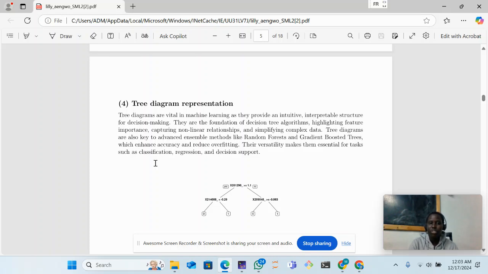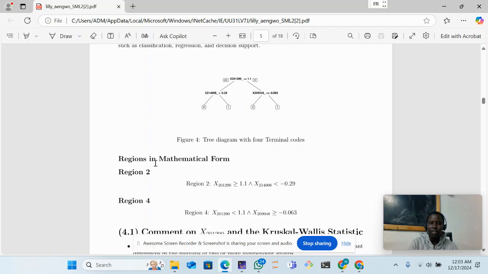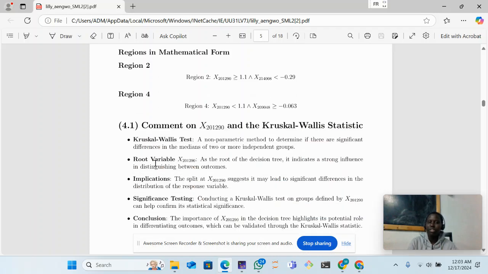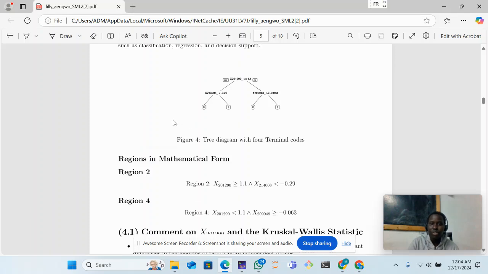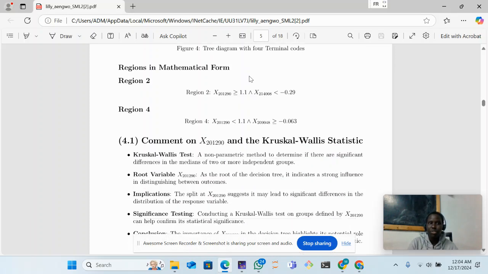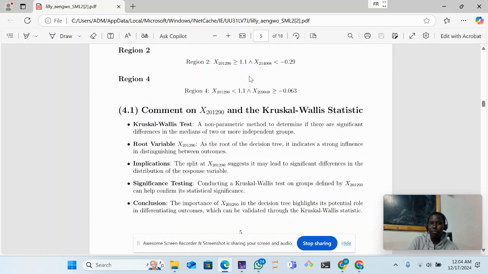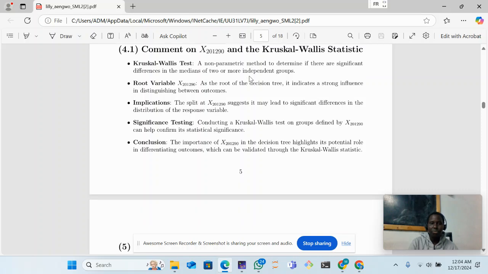The tree diagram representation assists in decision making. Then I commented on the hex 211290, which is this one, and we see that its function is that it's a non-parametric method to determine if there is a significant difference in the medians of two or more independent groups. The root variable of the decision tree indicates a strong influence in distinguishing between the outcomes, and the rest are the implications.